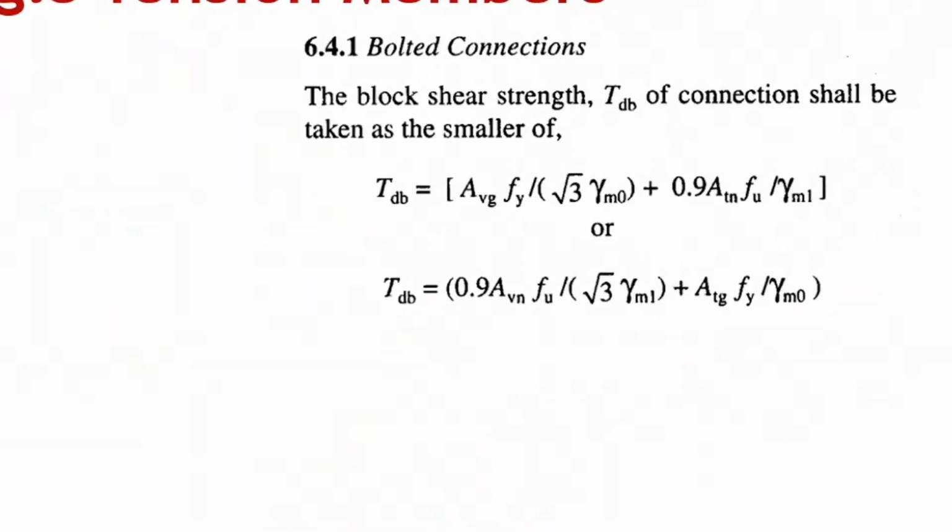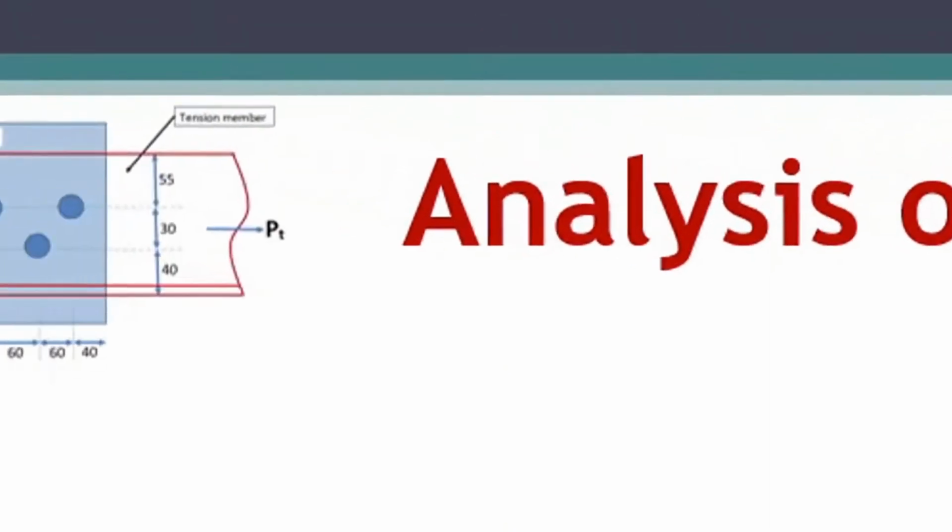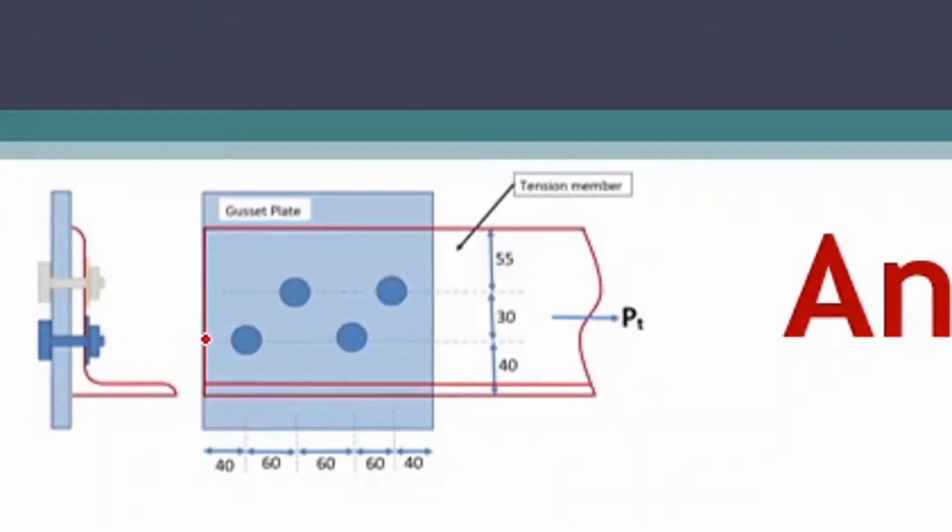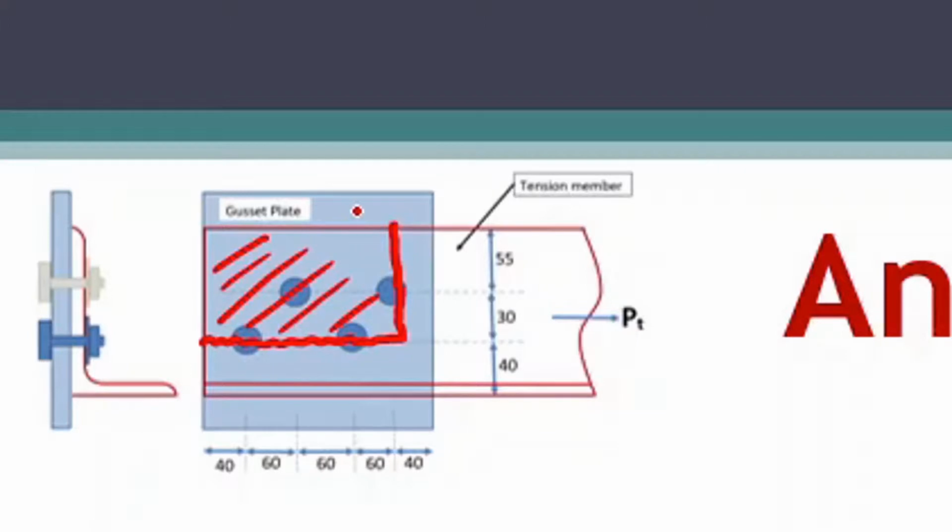Now we have to calculate the block shear strength of the given connection. Again, if you go back to our connection, the first possible mode of block shear failure is like this. Block shear can happen like this. This member is stuck to the gusset plate and this will come out with the tension member. The second possibility is that the block shear may happen like this.